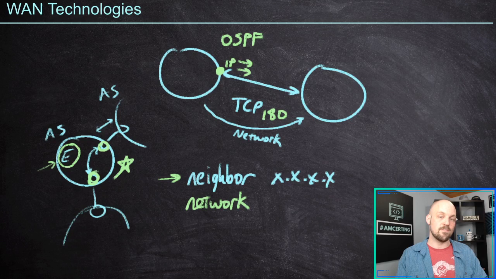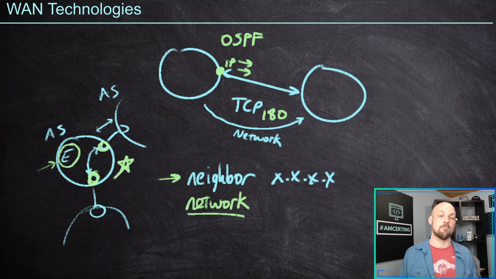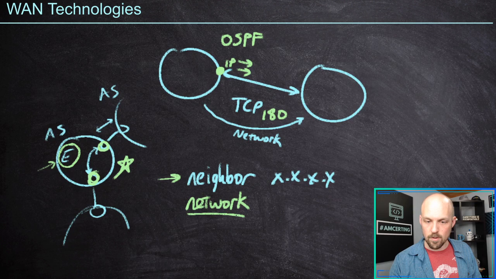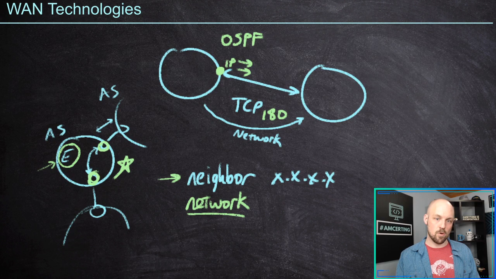Well, with BGP, it's back to what we thought it was going to do. This network statement actually advertises networks. Because again, we don't have this concept now of all of my neighbors being directly attached, all communicating over multicast. We don't have that anymore. So what we really have happening instead is we are forming these TCP neighborships, and then we're going to advertise a network across them. We're going to tell it, hey, I have these networks.